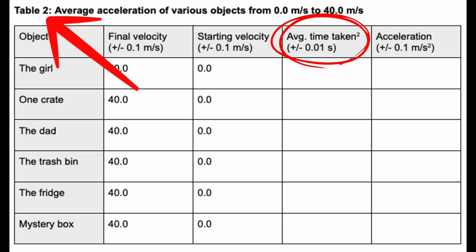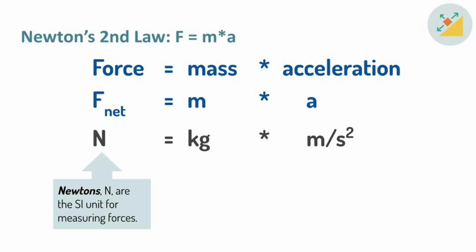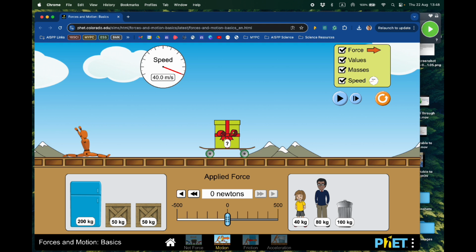Stop. Whatever that time is, write it down. Then plug the calculated acceleration of the mystery box into your Newton's second law equation, and you should be able to determine what its exact mass is based on the average acceleration that you've measured.